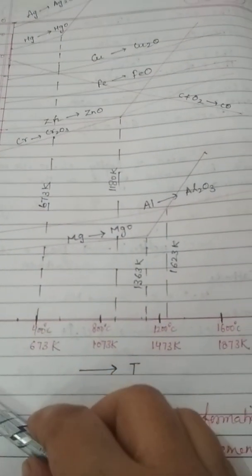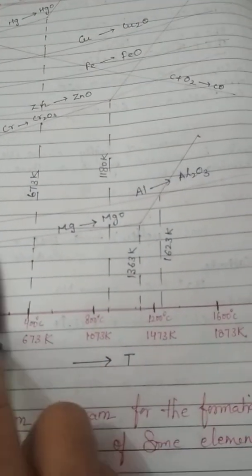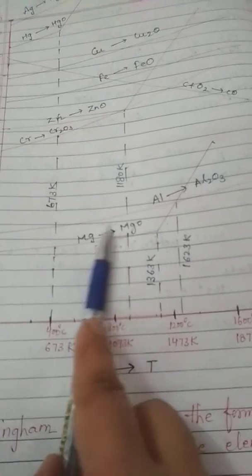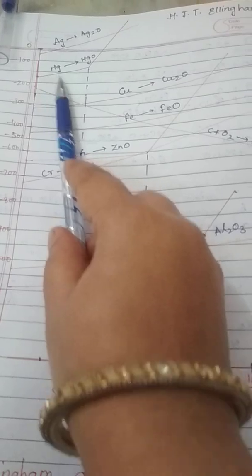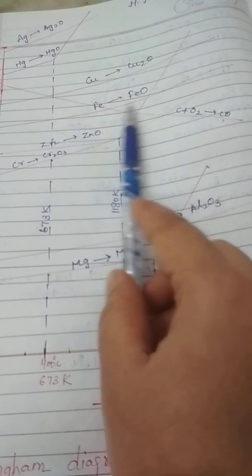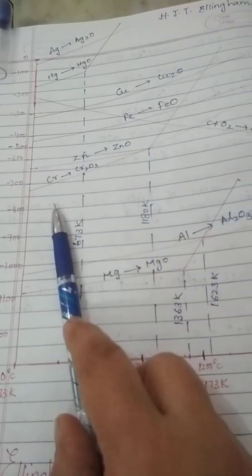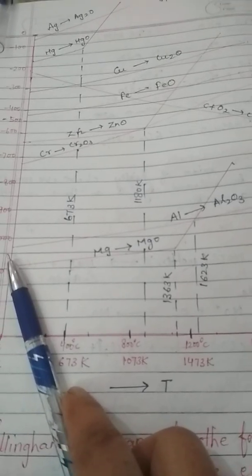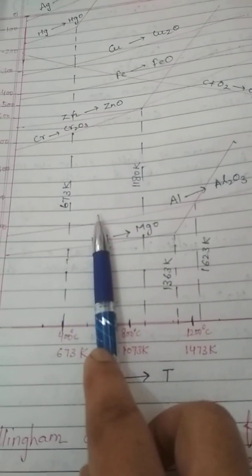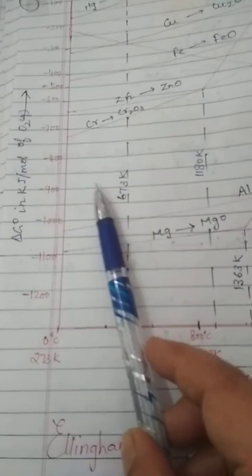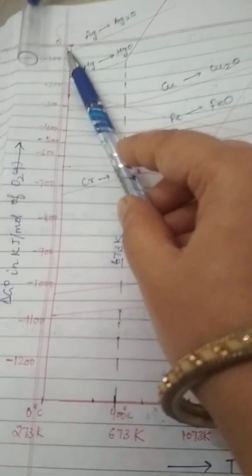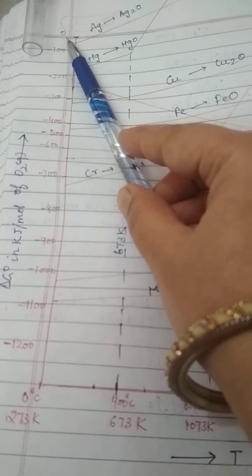As we are able to see, this graphical representation is showing the formation of metal oxide from a particular metal. As you can see, from Ag to Ag2O, copper to copper oxide, iron to iron oxide, zinc to zinc oxide. So we are seeing the formation of metal oxide from metal. That is the first thing. The next thing is, here the value of del G is 0.